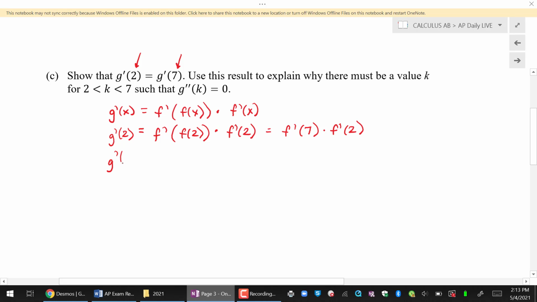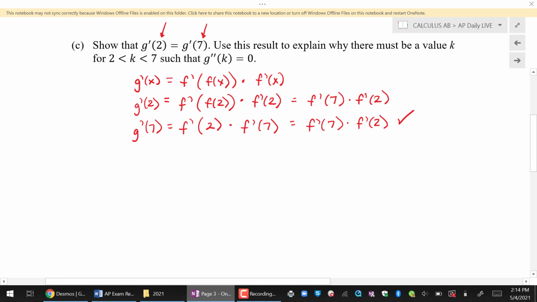Let's try that again with g prime of 7. Plug in a 7. And we get the same thing. So there it is, f prime 7 times f prime of 2. So you can check that off, show that they're equal. We just did. But then how does that help us here? Well, this again, a second derivative, so that's going to probably be an MVT situation.